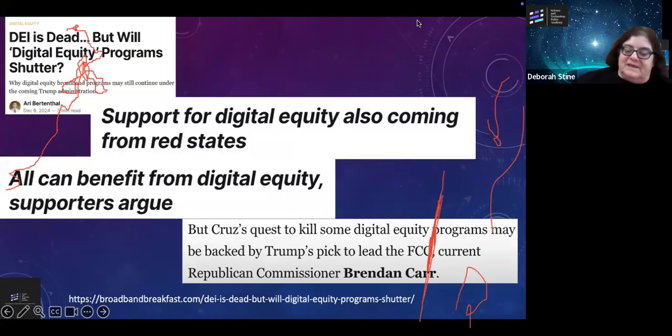But there are some things. Senator Ted Cruz from Texas is trying to kill some of these things. The FCC is trying to kill these things. So what that means is that we don't know what's going to happen in the equity space. And so my advice is, I'm going to show you some resources here. If there are any that are on a federal website, I would encourage you to download those and use those as soon as you possibly can, before January 20th, because we just don't know if they're going to be there after January 20th.